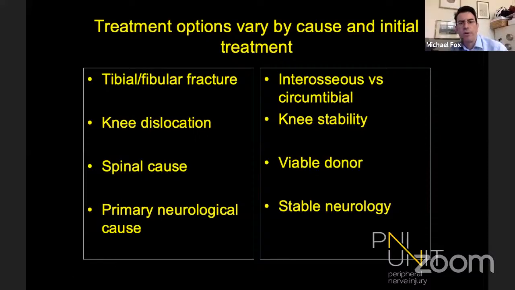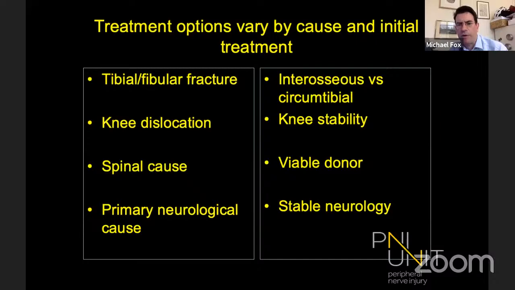For example, if your cause has been knee trauma and or a tibial or fibular fracture, it may not be possible to pass the tendon through the interosseous route, and you may be obligated to go the circumtibial. And conversely, if you've had extensive scarring or surgery on the medial aspect of the lower leg, it may not be possible to use the circumtibial route.